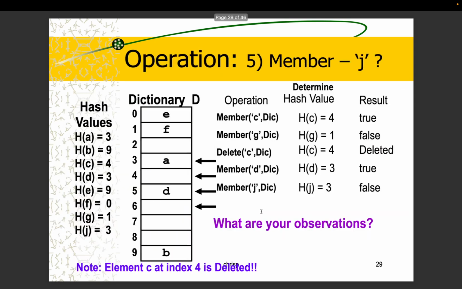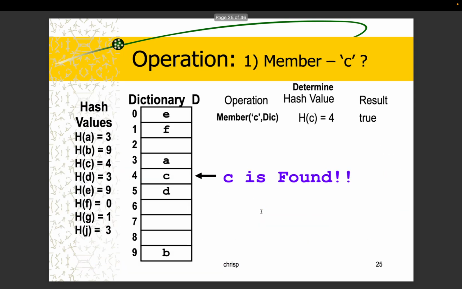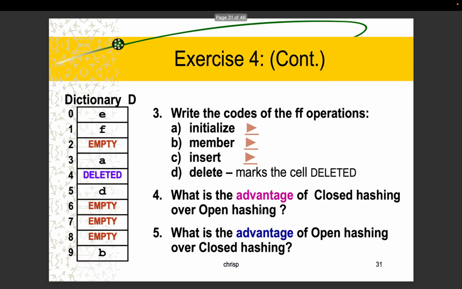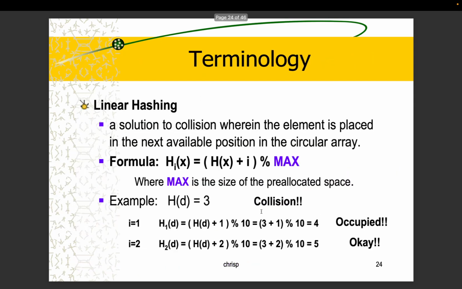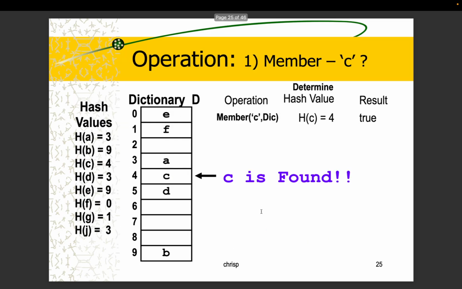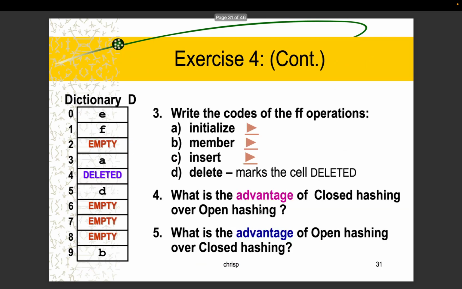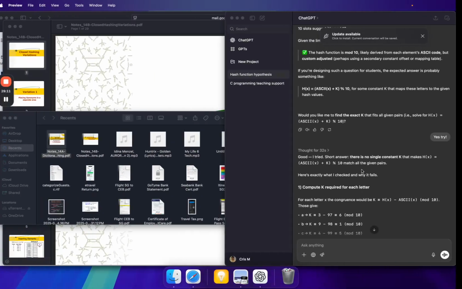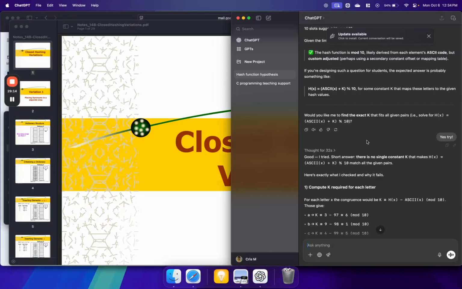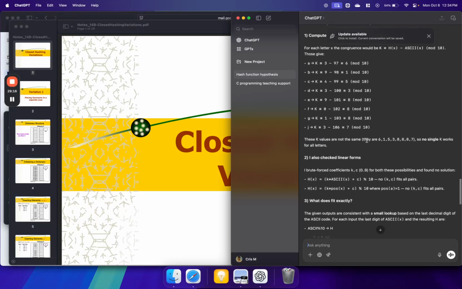So today we learned about closed hashing. For our next lecture, we will discuss the different variations of closed hashing. If you have any questions, do let me know. I really hope some of you try to code this in general, because you will really be able to appreciate closed hashing and open hashing once you are able to code them. But first, let's go back to GPT to see if it has figured out this one.